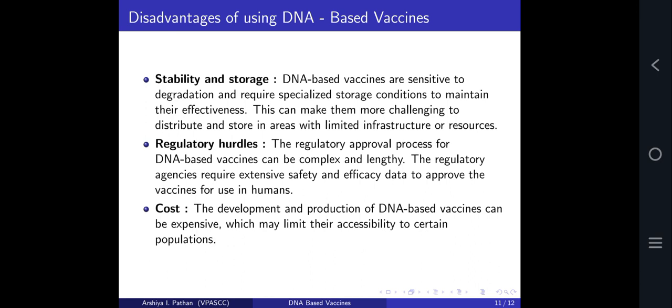Regulatory hurdles: the regulatory approval process for DNA based vaccines can be complex and lengthy. Cost: the development and production of DNA based vaccines can be expensive, which may limit their accessibility to certain populations.